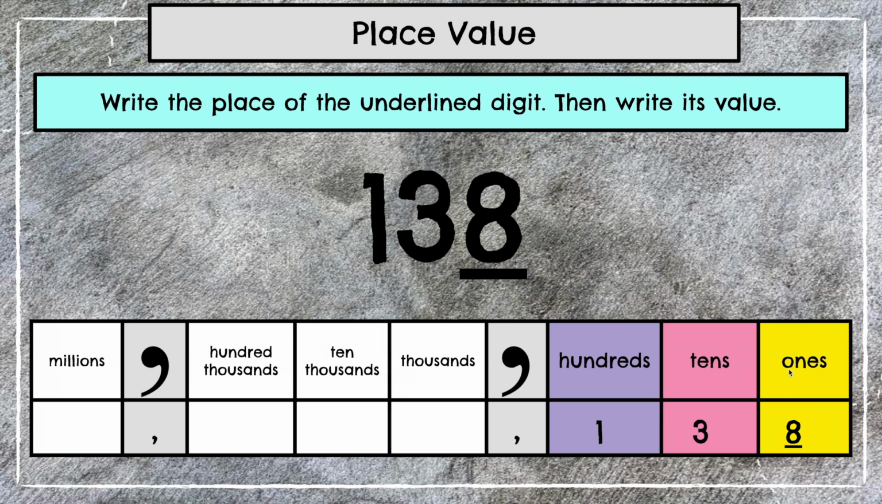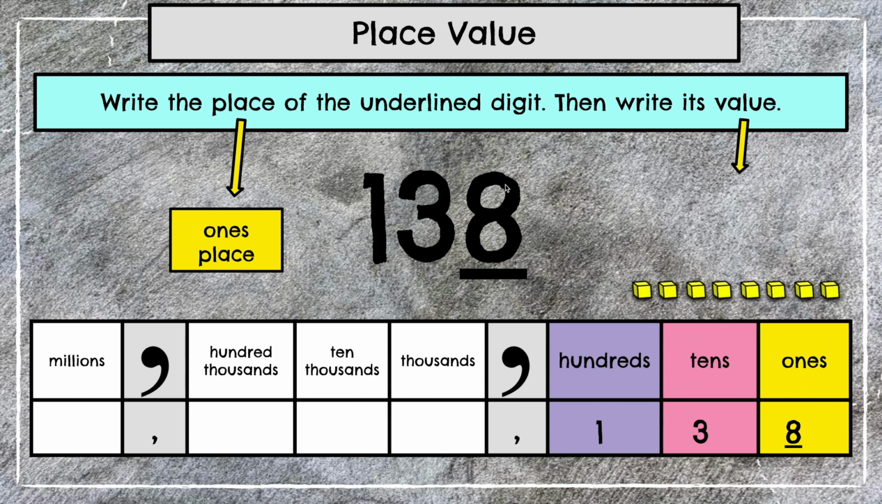The 8 is in the ones place, so let's write that in. Now let's find the actual value of the 8. Because the 8 is in the ones place, we know it's worth 8 ones. So we can write that the value of this digit is 8.